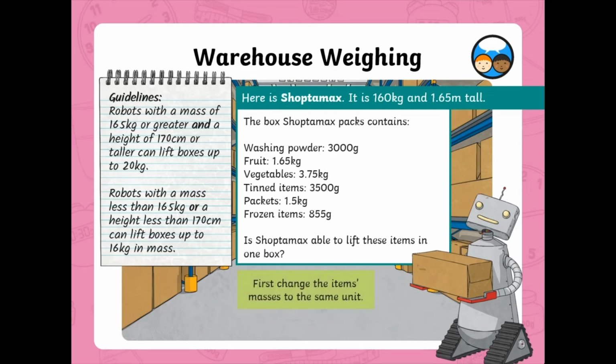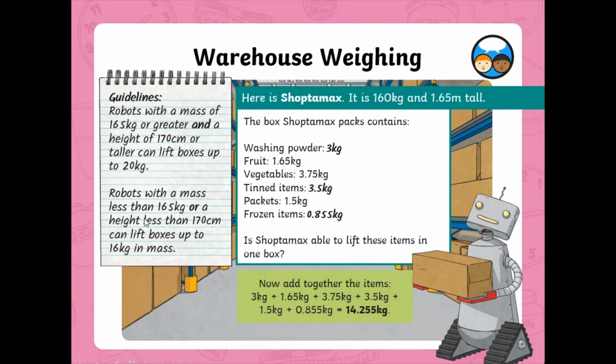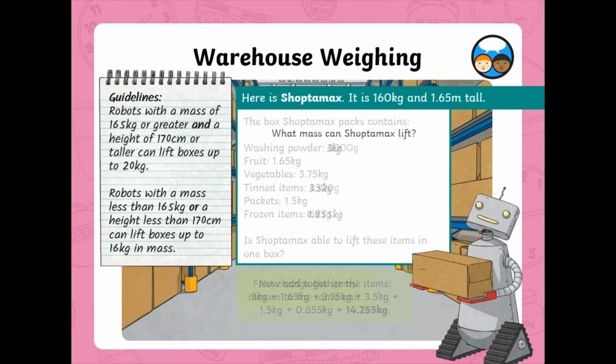Now, the way that I'm going to go, when I change all of these masses into the same units, I'm going to go into kilograms, okay? So you can see that I have changed 3,000 grams to 3 kilograms. 3,500 grams of tinned items is 3.5 kilograms. Now, this means it's much easier to add them together, because I've got very clear decimal points and I can add them up. So you would add them all up, and in this case, it'll get you to 14.255 kilograms. Can he lift the box? Yes, yes, he can.